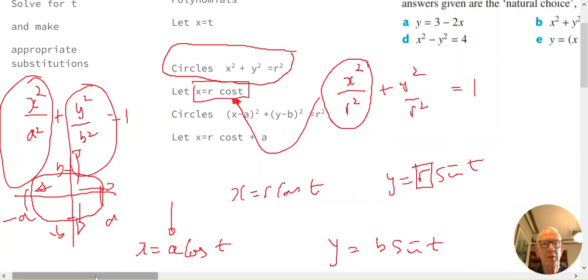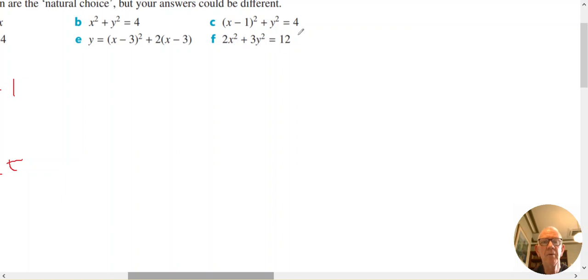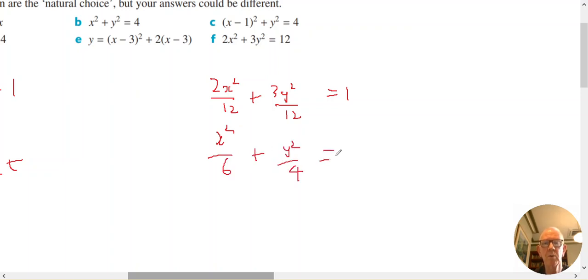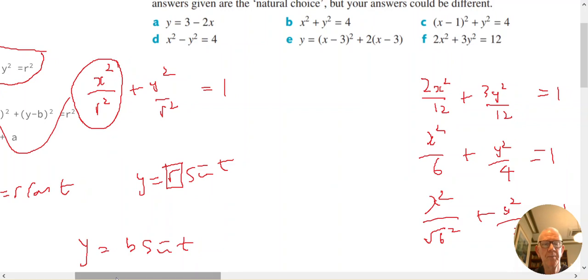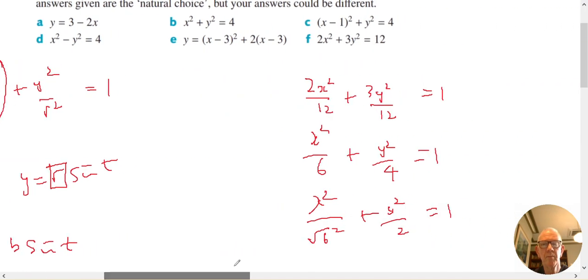So to look at the question that you just had, if I rearrange this to 2x squared on 12 plus 3y squared on 12 equals 1, that becomes x squared on 6 plus y squared on 4 equals 1, which is x squared on root 6 squared plus y squared on 2 squared equals 1. Therefore, using this same logic, x is going to equal root 6 cos of t and y is going to equal 2 sine of t.